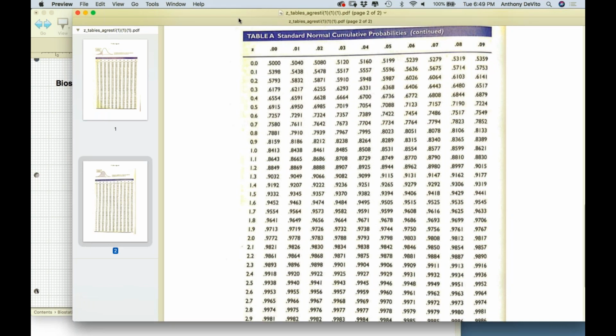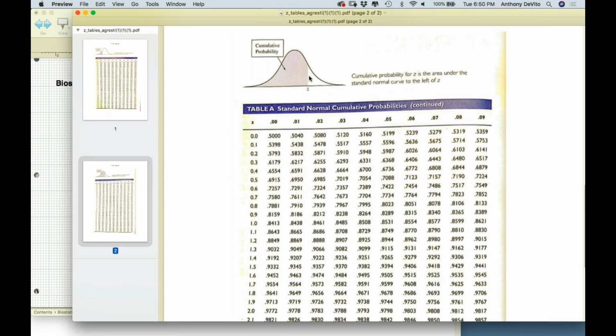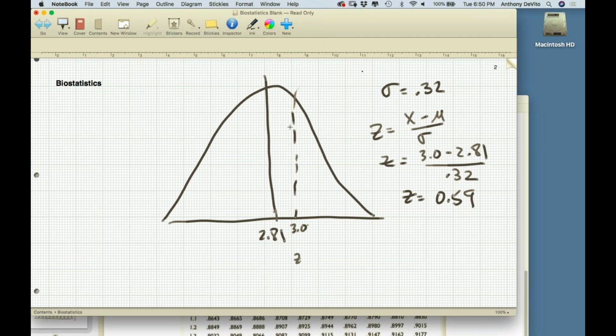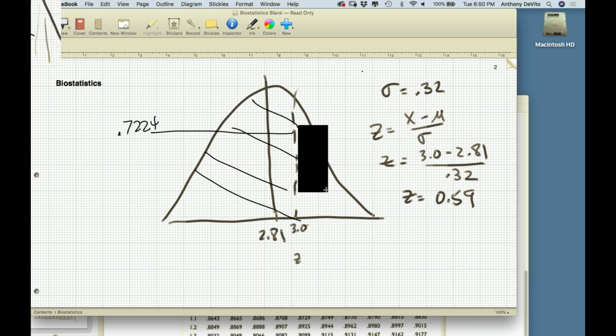0.7224. Okay, and that area is represented from a z-score of 0.59 down. So in other words, that's the percentage of students that have a grade point average below 3.0, not above 3.0, which is what we were asked for. 0.59, 0.7224. So this area from here down is 0.7224. We're interested in this area here, right? So we just simply subtract that percentage from 1.